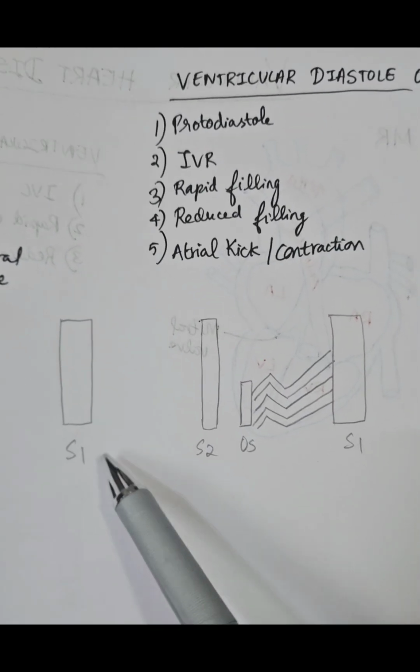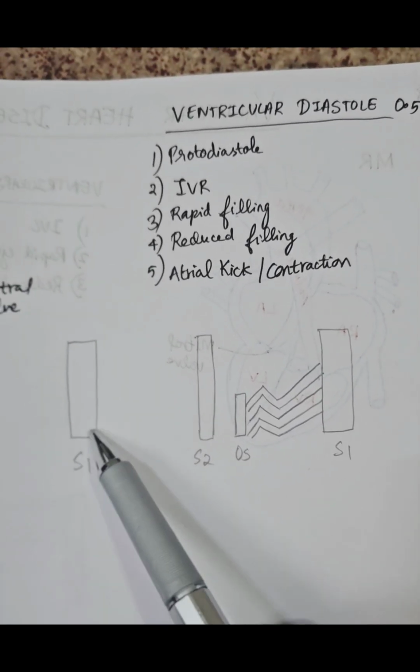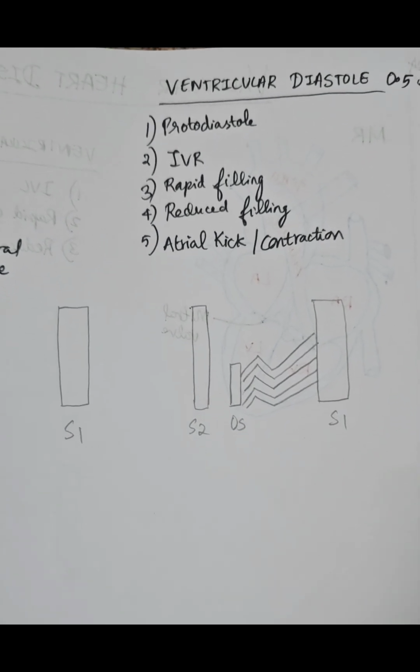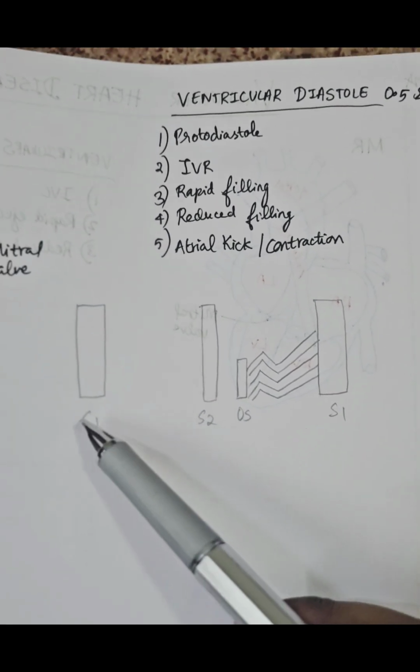So there is one condition where the S1 won't be loud, it will be soft. This is because of a calcified mitral valve. Because of a calcified mitral valve, there won't be a loud S1.